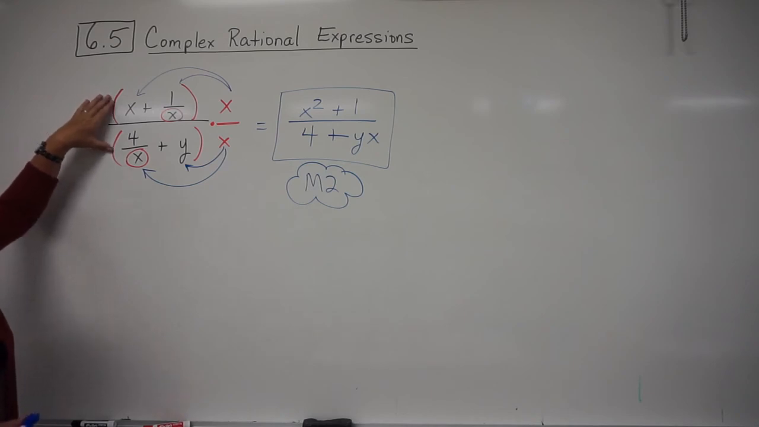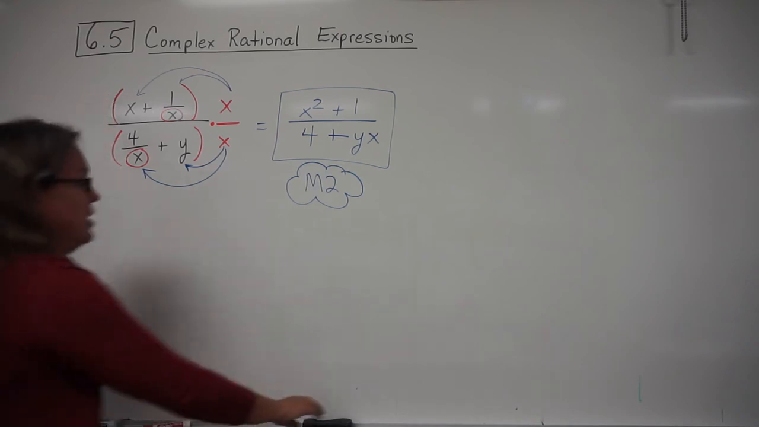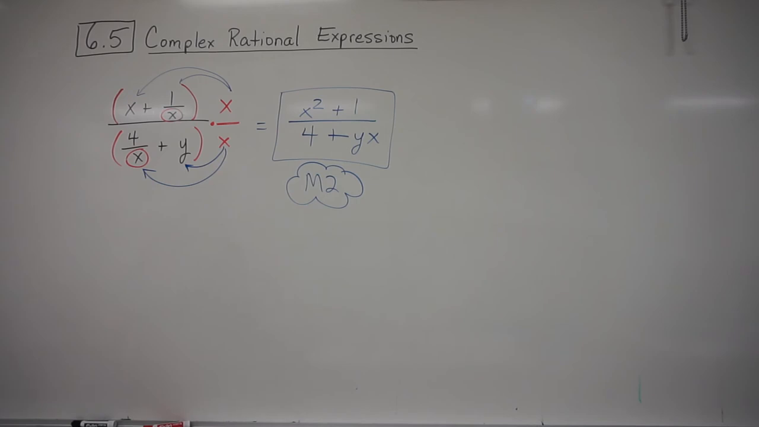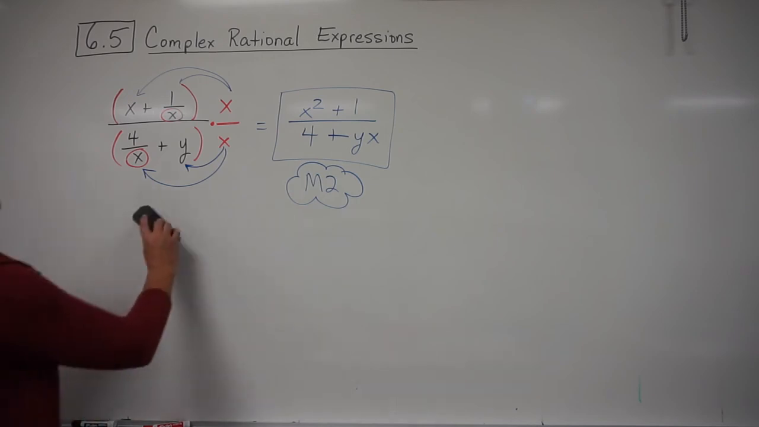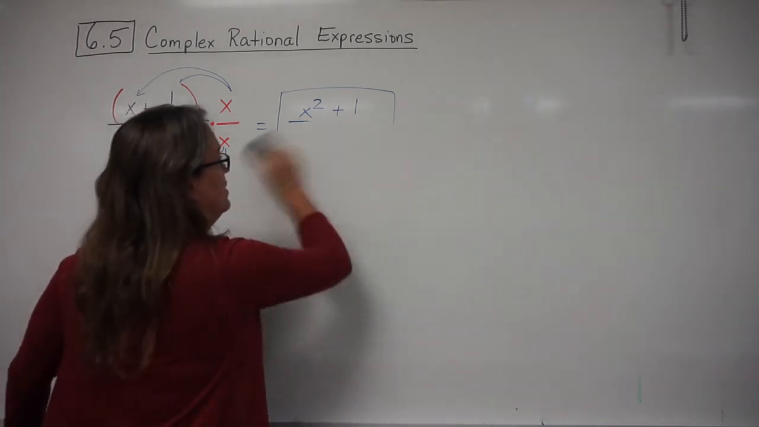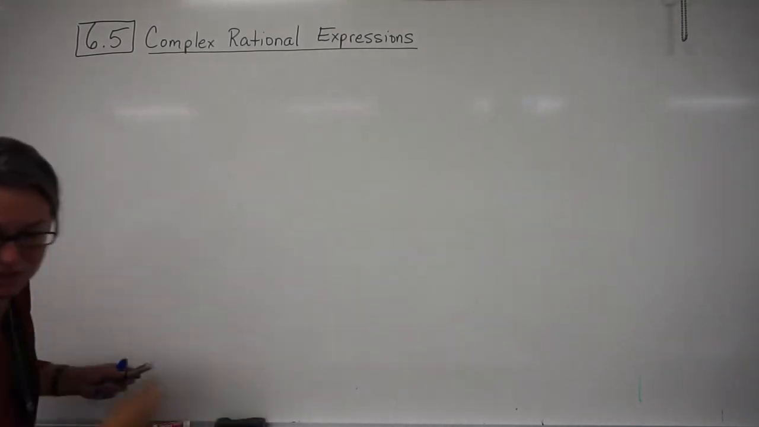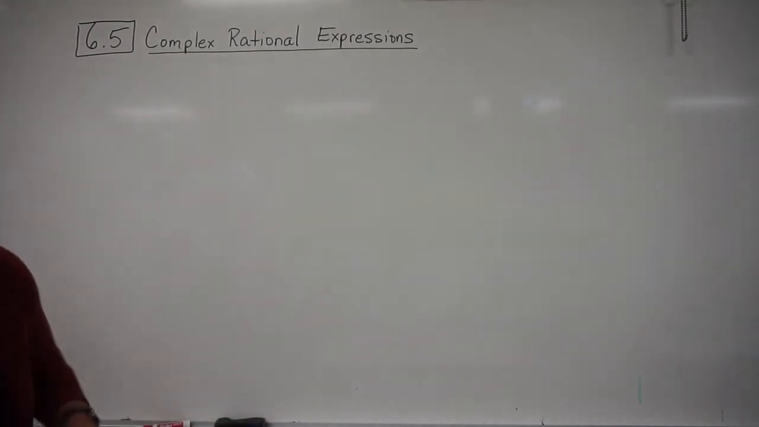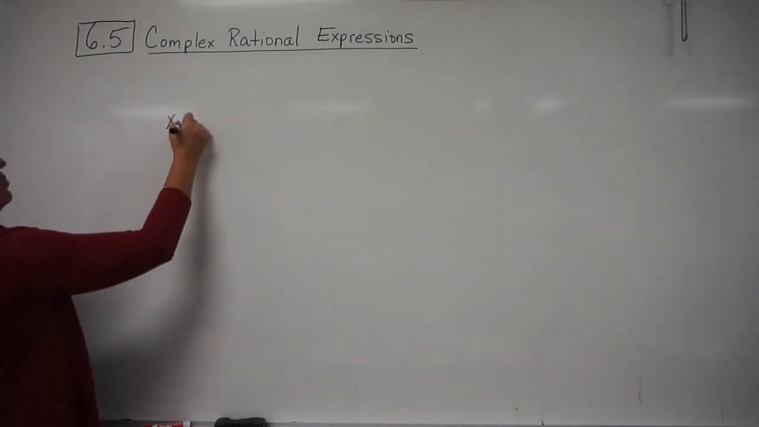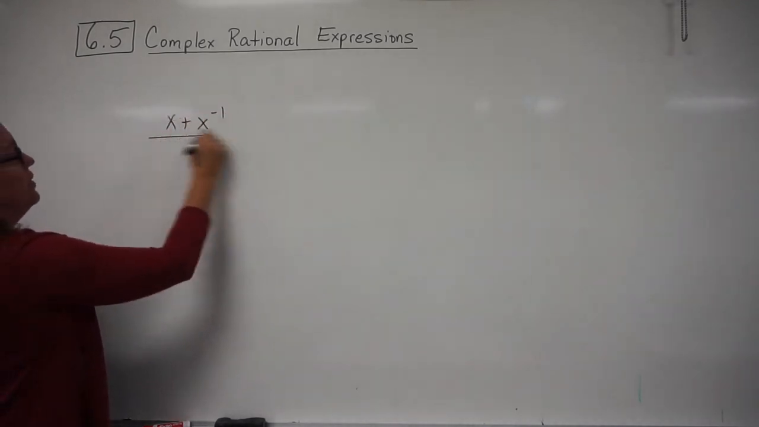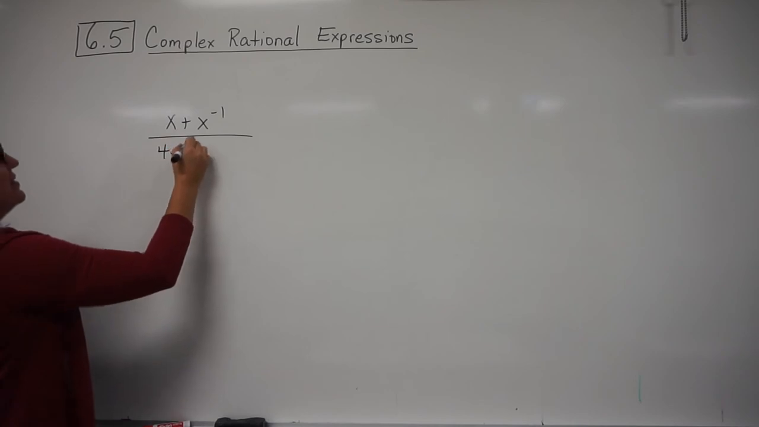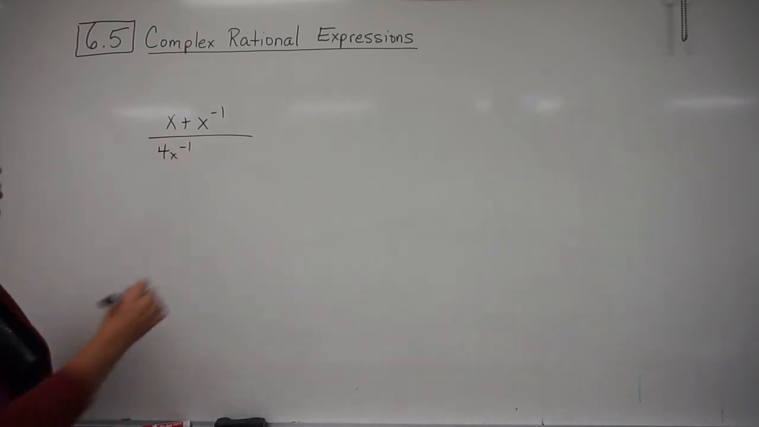I have 2 more examples I'd like to look at with you. The next one relates to this one. So the next problem is x plus x to the negative 1, over 4x to the negative 1 plus y.